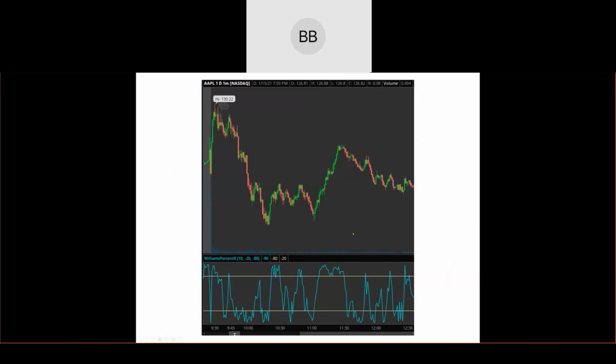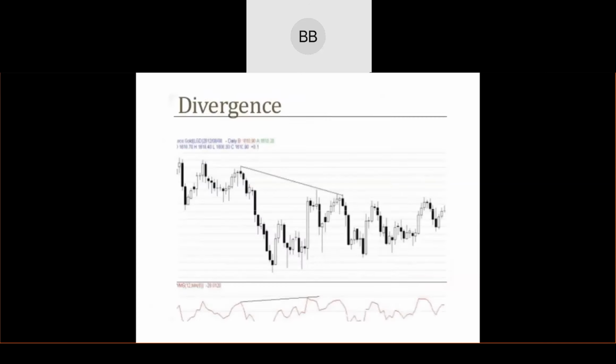Williams percentage R is another indicator. I just want to throw it out there. Not much time to spend on this. It's the same exact concept. Everything is the same thing. Again, divergence, what you're seeing in the Williams percentage R, the same thing, here it's trying to go up or the other way, but the price is coming down, right? So you've got to be cautious on this divergence concept.